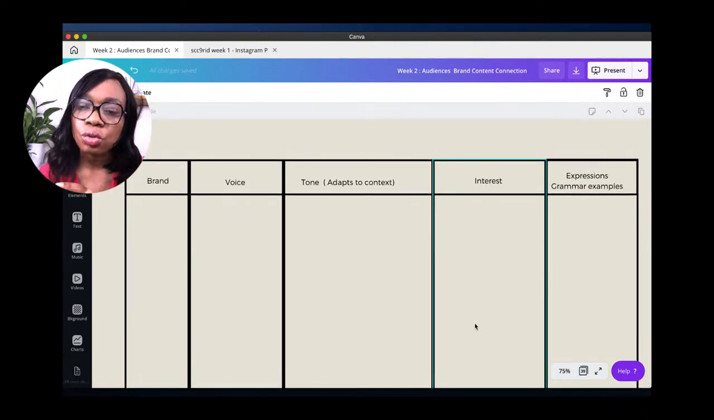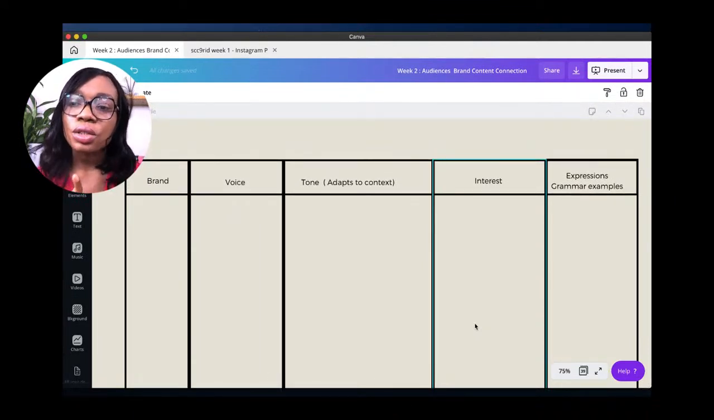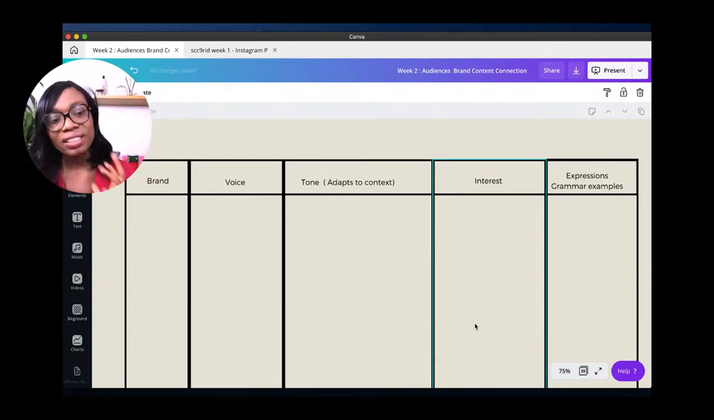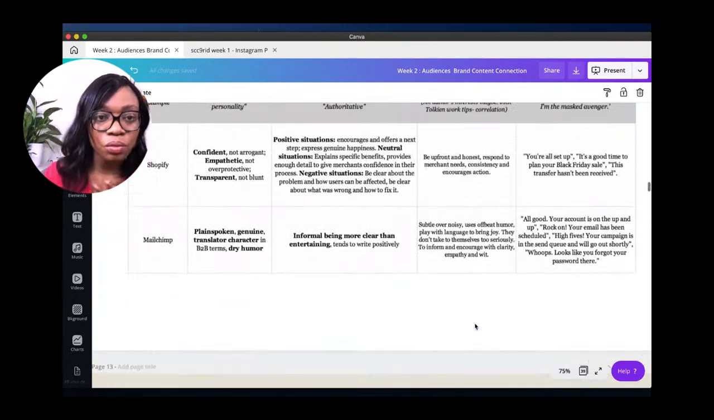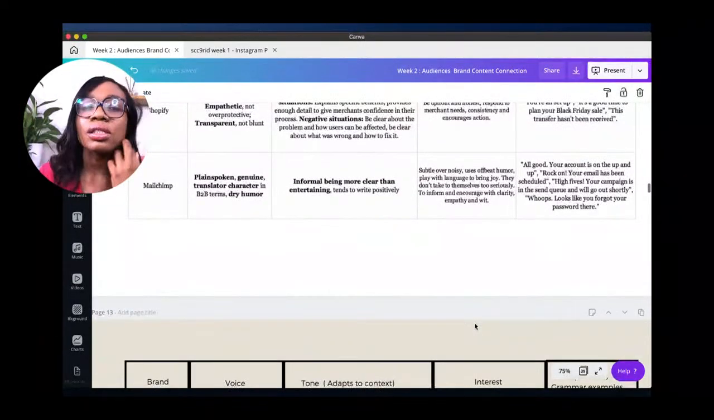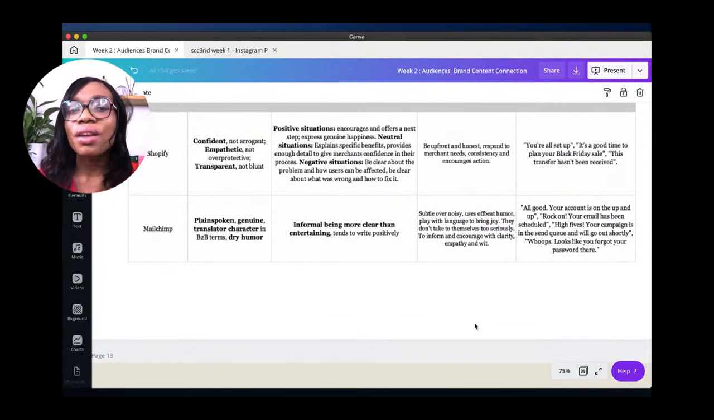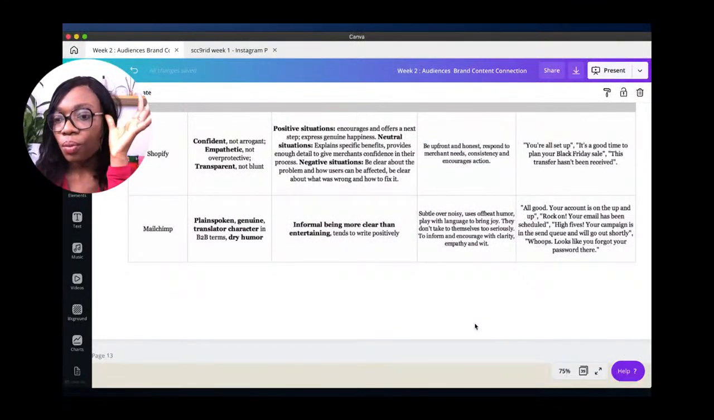What do you want your tone to be? What do you want your interest to be? And then you give us an example. And I will start with me. My brand voice is different from me. It's confident, but it's very, very encouraging.